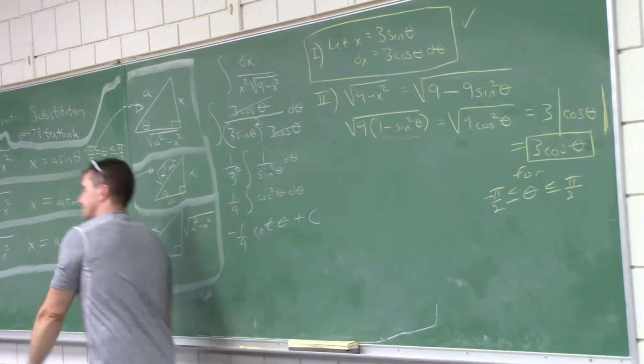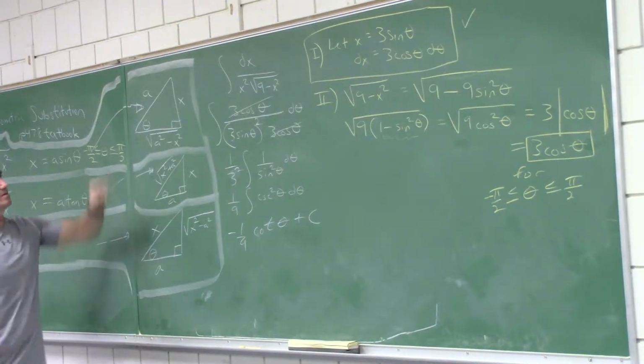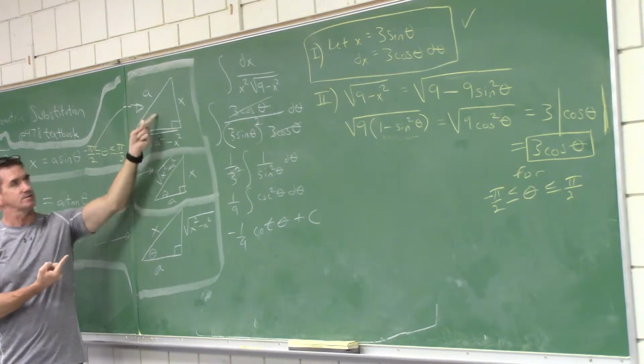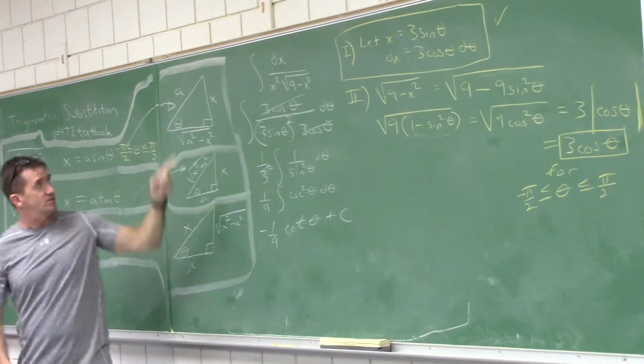Except for one thing. The original problem had thetas or x's. So there's one more thing we have to do. This is where this comes into play. All right, so I need us to look at this triangle to rewrite things. So we can look back at that. But these triangles are important.